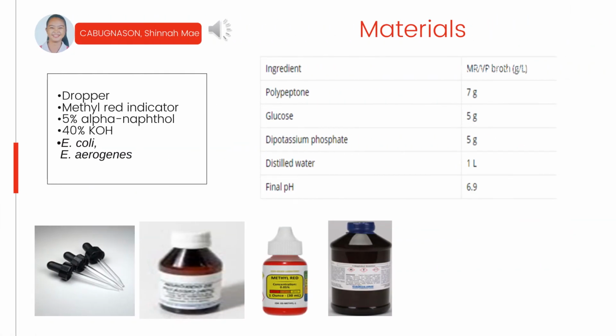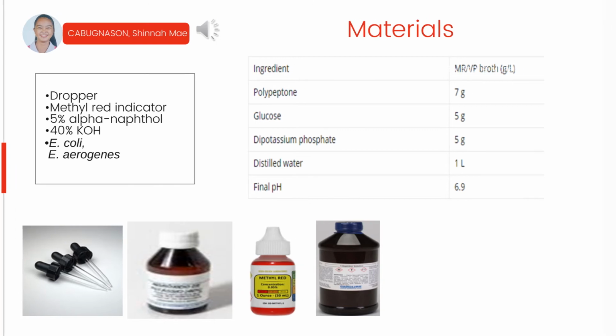In this test, we are going to use a dropper, methyl red indicator, 5% alpha-naphthol, 40% potassium hydroxide, and bacterial cultures of Escherichia coli and Enterobacter aerogenes. The media also contains 7 grams of polypeptone, 5 grams of glucose, 5 grams of dipotassium phosphate, and 1 liter of distilled water, and its final pH is 6.9.